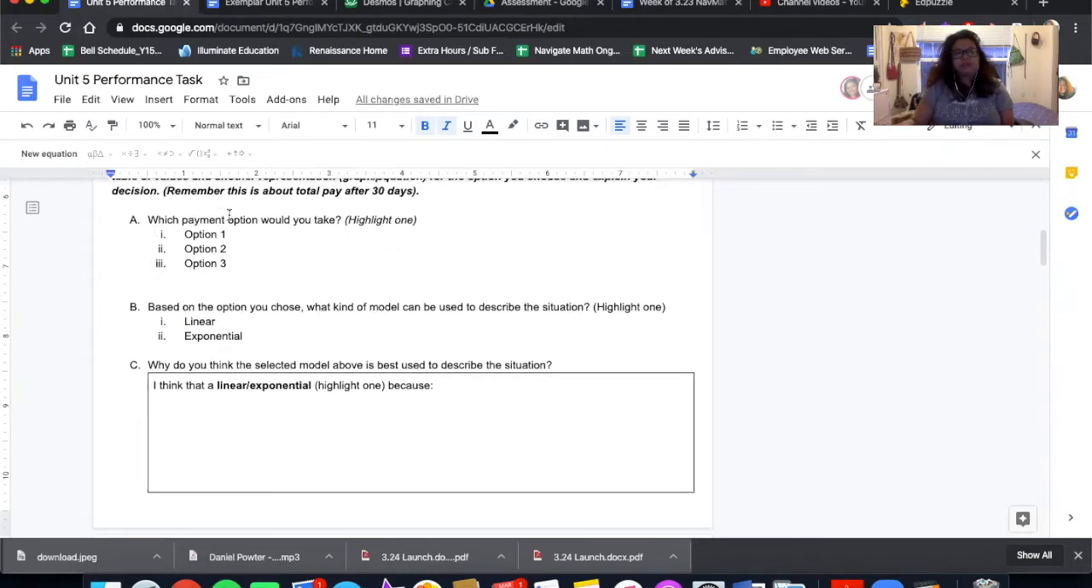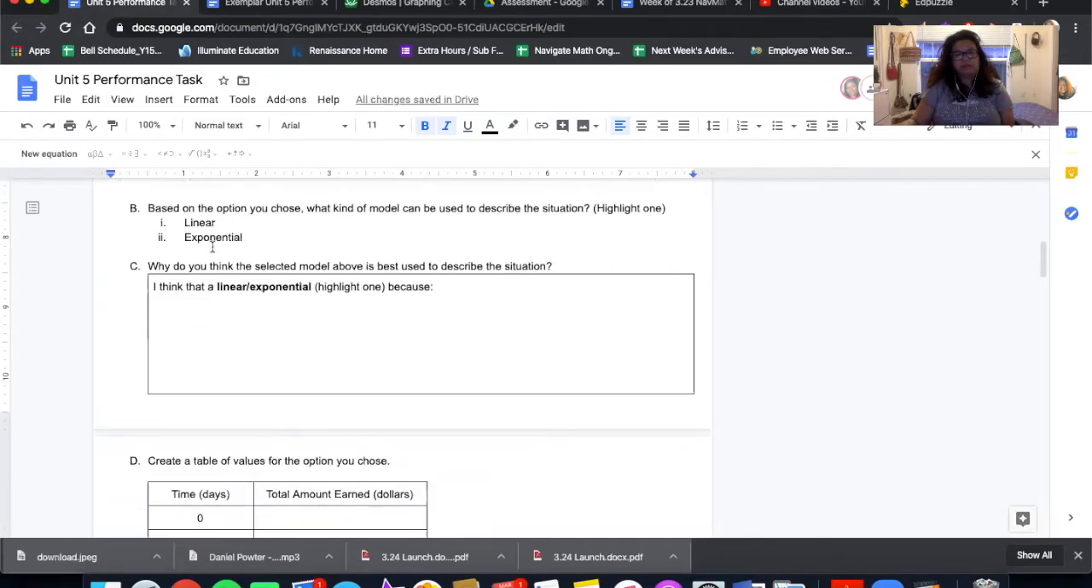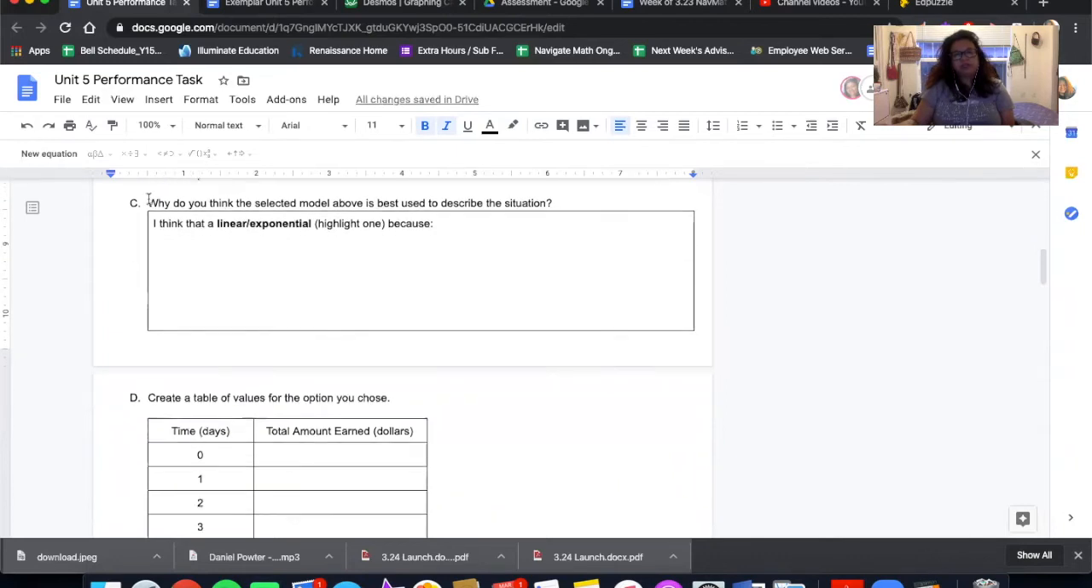Part A says which payment option would you take, and you're going to highlight one of the 3 options. So if you chose option 1, you're going to highlight option 1. If you chose option 2 or 3, you're going to highlight one of those. Based on the option you choose, what kind of model could be used to describe the situation, linear or exponential? And C, why do you think the selected model above is best used to describe the situation? So you can use the sentence stems to help you. I think that linear / exponential, so you're going to highlight one of those. And you're going to explain why you think this is a linear or exponential function.